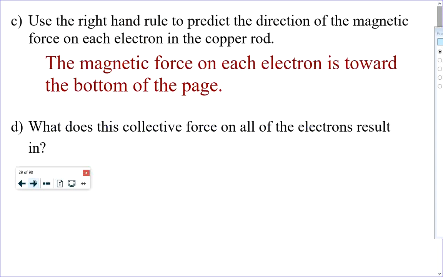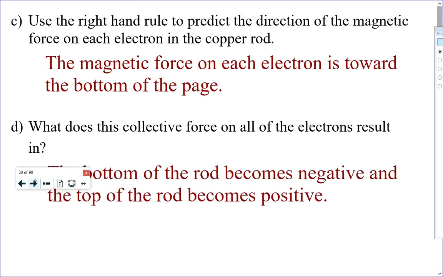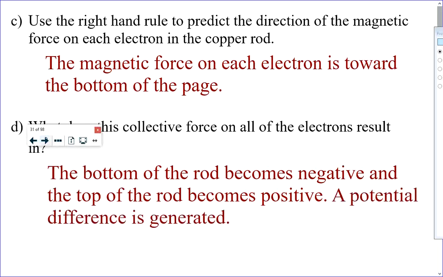So the magnetic force on each electron is towards the bottom of the page. What does this result in? Well, the top of the rod becomes positive and the bottom becomes negative. More importantly, there's a potential difference. And there's a whole chain of events that leads to Lenz's law and explaining why that magnet falls so slowly in the aluminum tube. But this is the start. This is what goes on in an electrical generator.